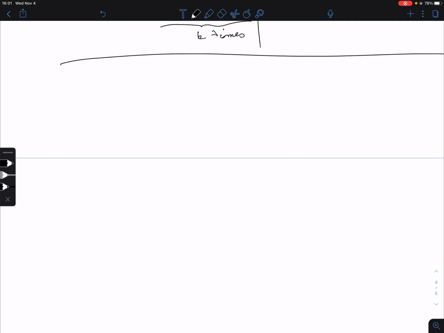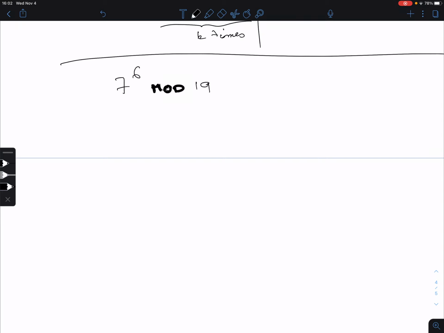Let me think. I don't want to do anything too difficult yet. Let's do 7 to the power 6 mod 19. Okay, I want to calculate this. Again, I'm going to be sometimes sloppy here. This is really what I want to calculate.